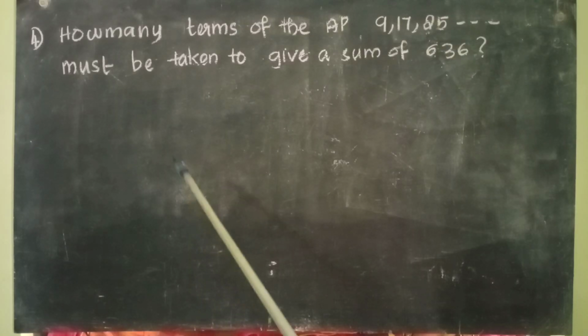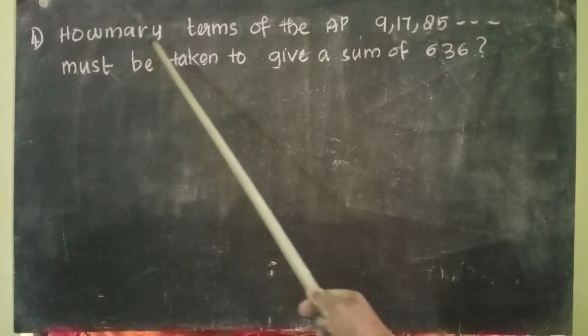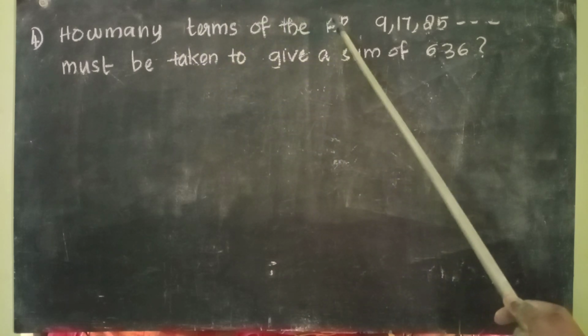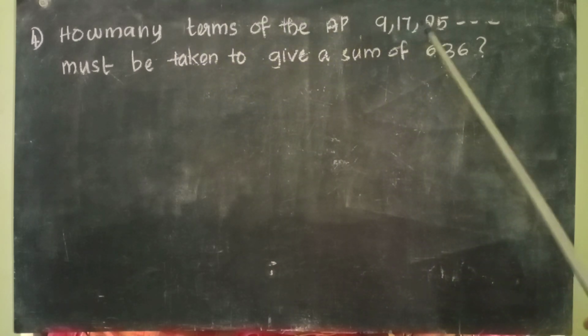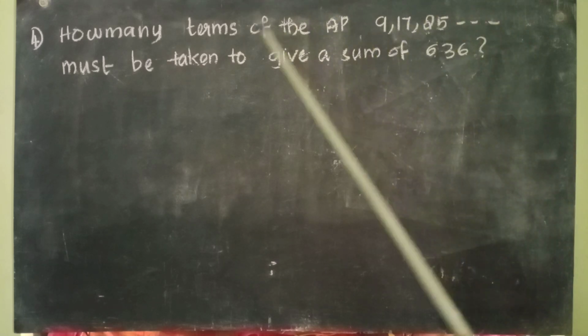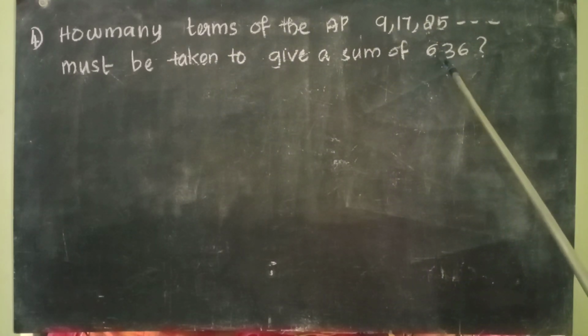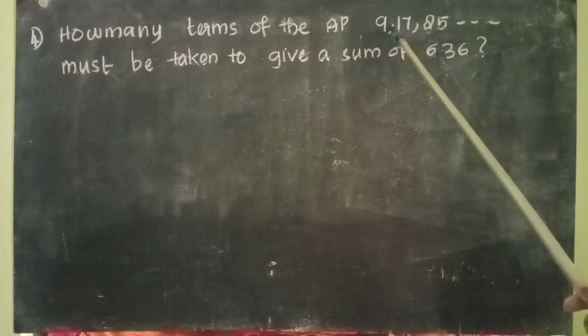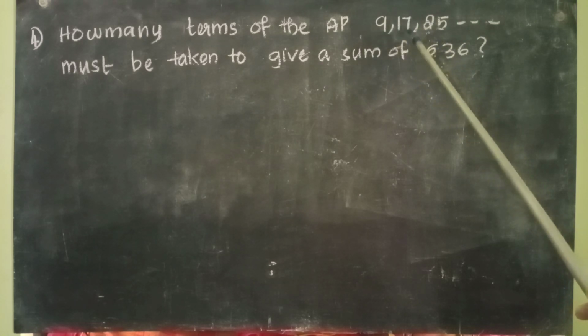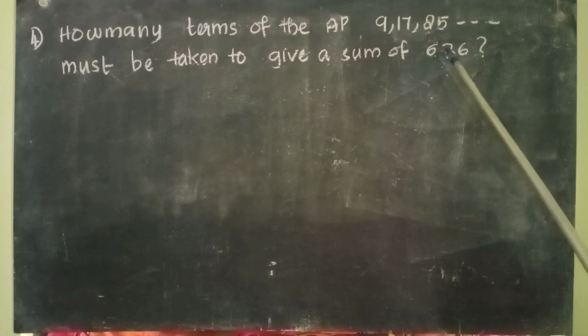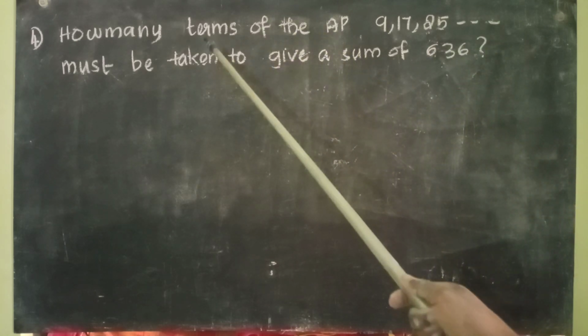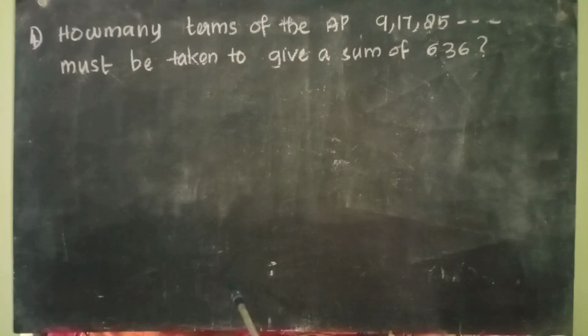Exercise 5.3 question number 4. How many terms of the AP 9, 17, 25, etc. must be taken to give a sum of 636? So here the AP is given, 9, 17, 25, etc. The sum is also given, 636. You have to find out the number of terms.